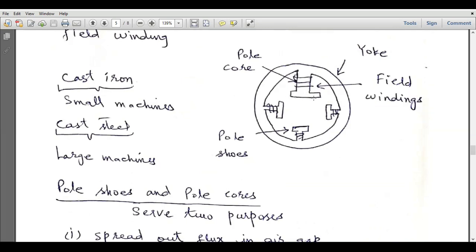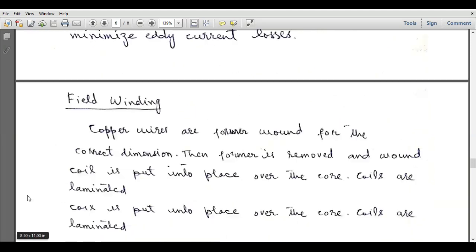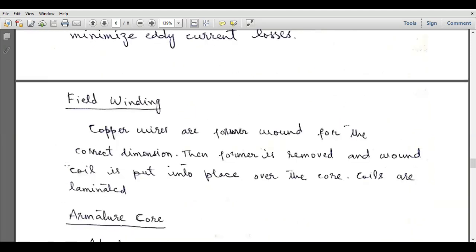So due to the presence of these pole shoes, these field windings cannot come out of these pole cores, and they also cause uniform magnetic flux through this air gap region. And in this air gap region, we will place the rotor. For the field winding, we can use copper wires. They are former wound for the correct dimension, and a wound coil is put into place over the core.